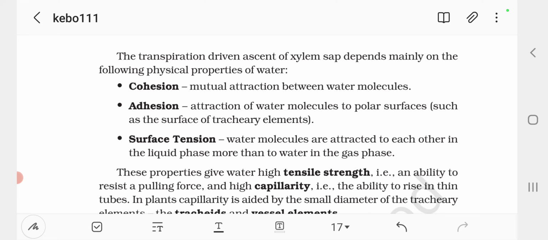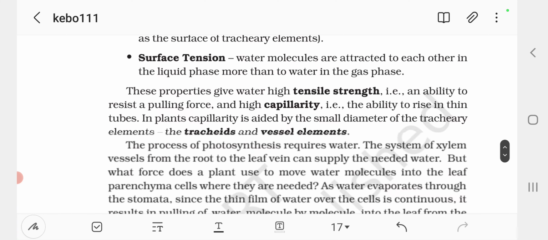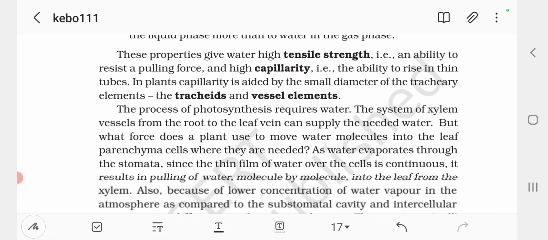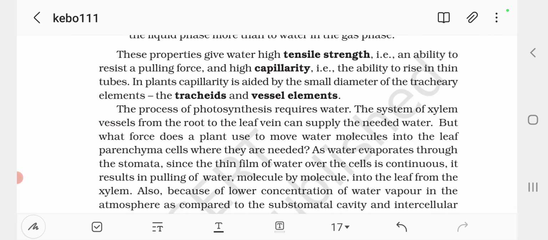Third, surface tension. Water molecules are attracted to each other in liquid phase more than to the water in the gas phase. These properties give water high tensile strength, that is, an ability to resist a pulling force, and high capillarity, that is, the ability to rise in thin tubes. In plants, capillarity is aided by the small diameter of the tracheary elements, the tracheids, and the vessel elements.